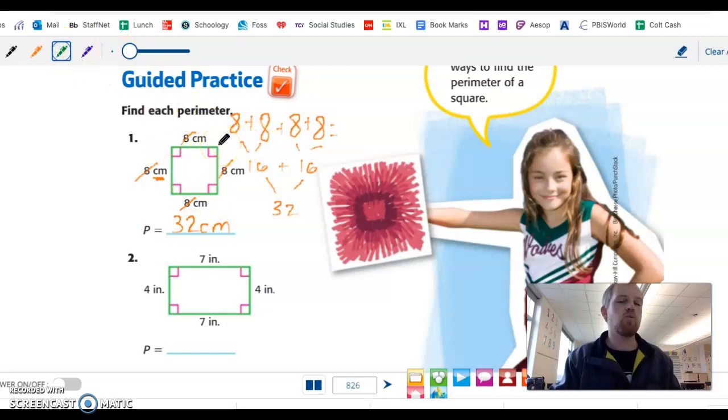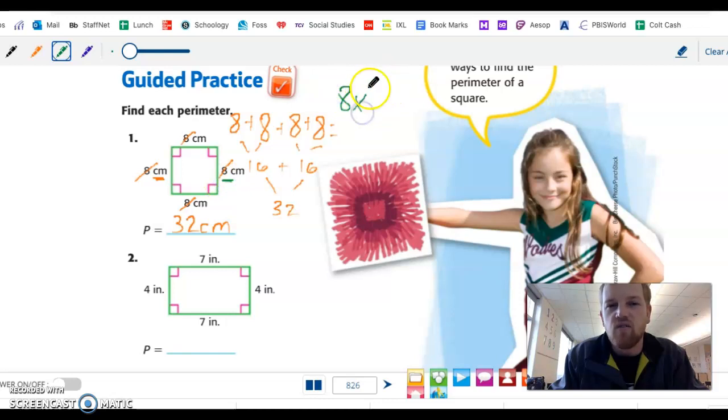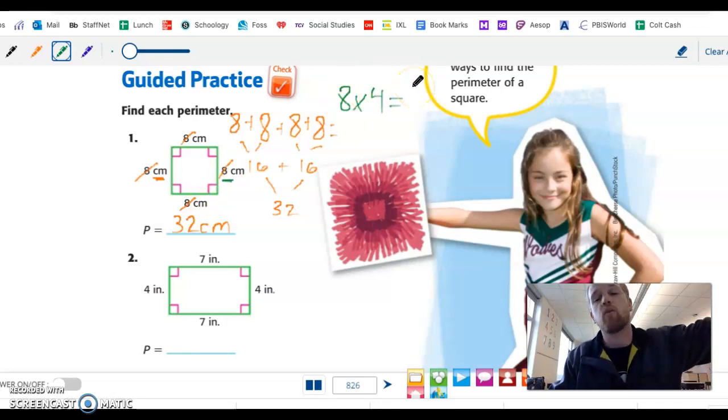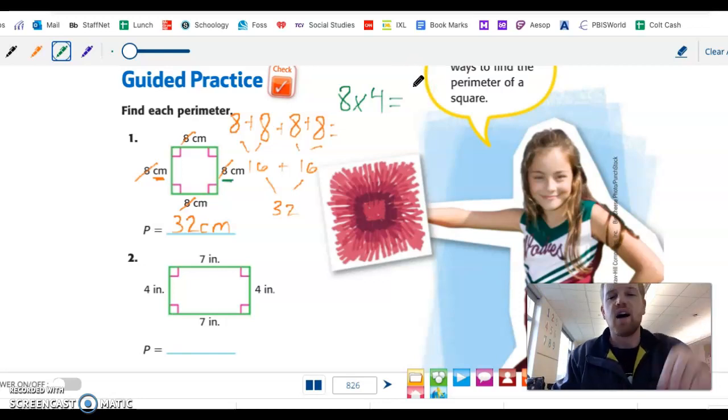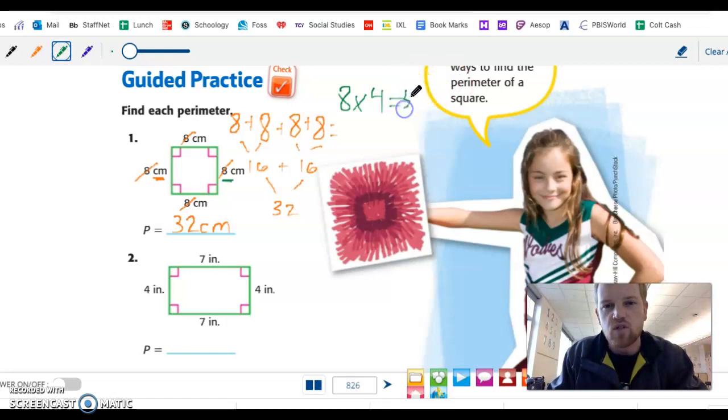If I think back to my formula with the square, I know that I can take one side here, this 8, and I can multiply it by 4. If I multiply it by 4, I will end up with 8 times 4. If I need my multiplication helper sheet, I have that right here on the whiteboard for me. I know that if I trace my finger with 4 to 8, I end up with 32. So this would be another way to solve this problem, by using that formula. Both times I'm getting the same answer of 32 centimeters.